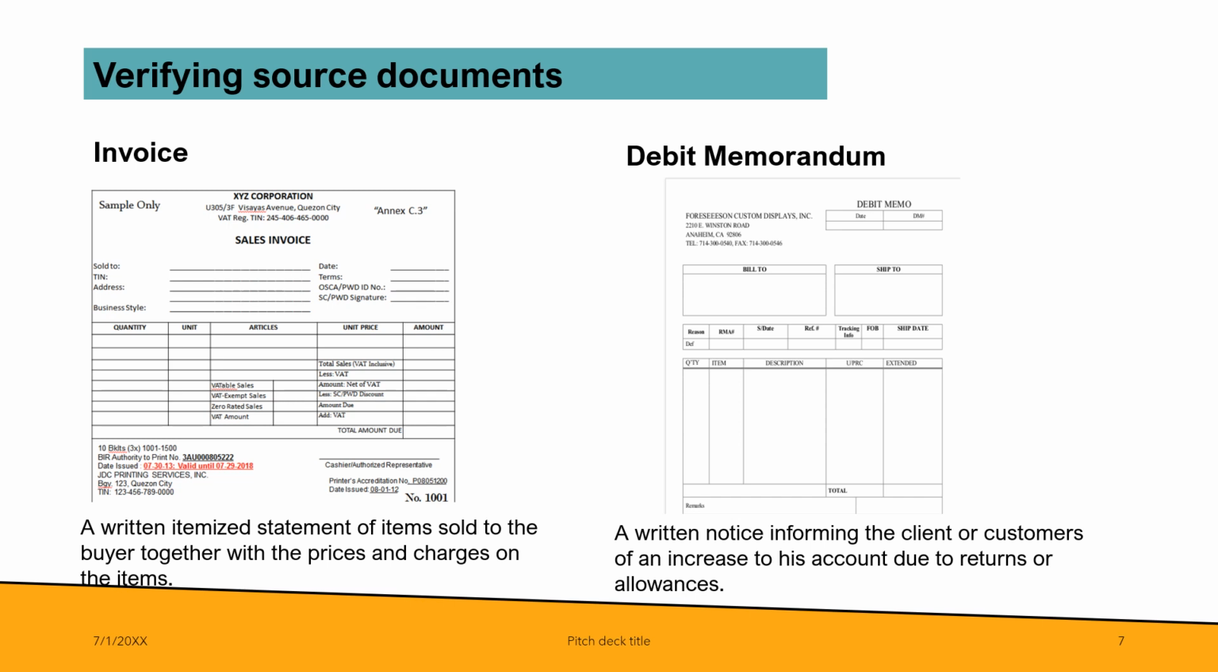Okay, how about this one, debit memorandum? So debit means a written notice informing the client or customers of an increase to his account due to returns or allowances. Okay, so that is debit memorandum. So any increase to the client's account should be covered by a debit memorandum if, let's say, initially the entity already issued a sales invoice. Okay, so if there's an additional billing to customers or adjustment, then that is covered by a debit memorandum.